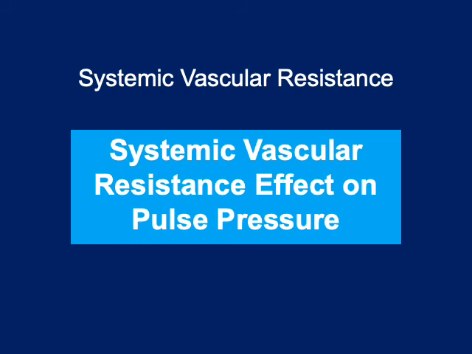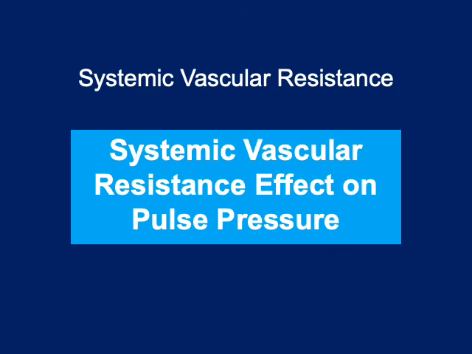So just to remind you, systemic vascular resistance is the resistance in the arteries that the left ventricle of the heart pumps against. And it's affected by things like vasoconstriction and vasodilation. If you vasoconstrict your arteries, there's more resistance. If you vasodilate, there's less resistance that your heart pumps against.